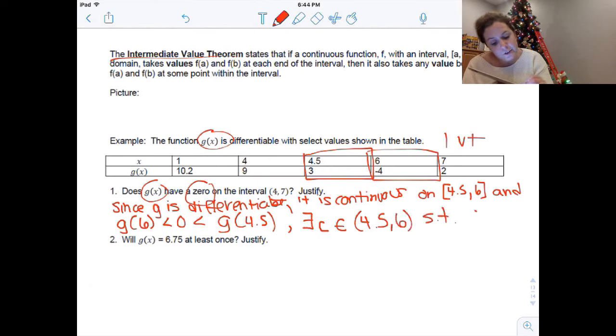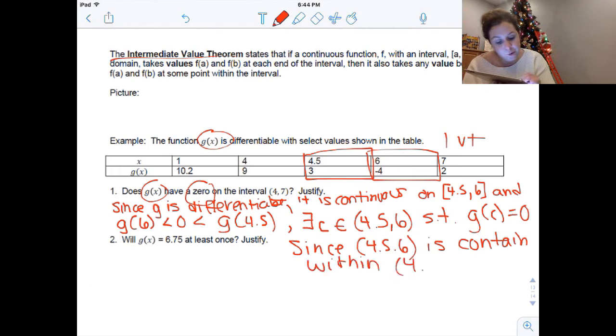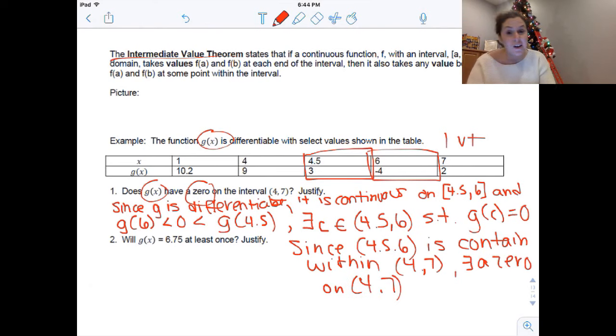Now, that didn't really answer my question because the question asked on 4 to 7. So you could say since 4.5 to 6 is a subset of, or is contained within, 4 to 7, there exists a 0 on 4 to 7. And that's like the hardest IVT we'll really get, because on that one, you have to really think about what's going on there, right?